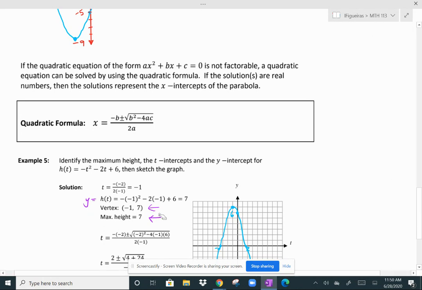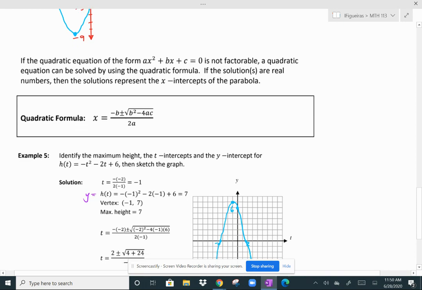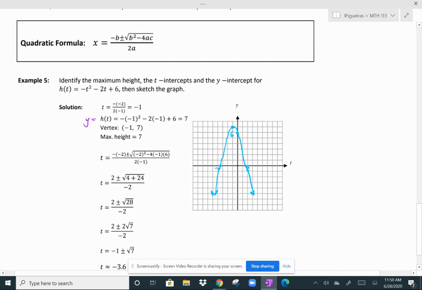All right, so now let's find our intercepts. I'm going to find the t-intercepts first. Even if you tried, this one is not factorable. So I'm going to plug it into the quadratic formula, which is what you see above. I have negative b, which is -2, plus or minus the square root of (-2) squared minus 4 times -1 times 6. We need to simplify what's inside the square root first. That is 4 plus 24, and also 2 negatives make a positive 2 here. And the denominator is just -2.